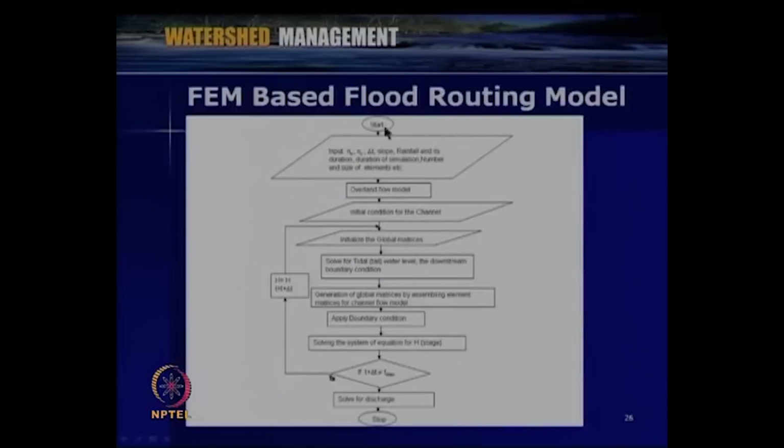So we have developed some flood routing models for channels, with respect to overland flow, and for example, tidal boundary conditions on an urban watershed basis.